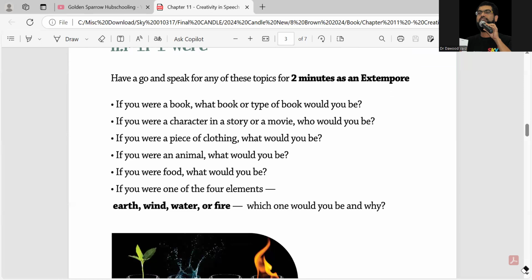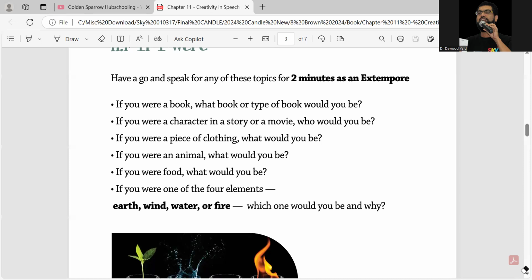One of my favorite ones is if you were one of the four elements. The moment you give a choice to them, it's easier for them to pick one from four rather than pick a book. Although there are thousands of books, it's very difficult for somebody to pick one book. But if I tell you, and you can start with this, if you were an element, earth, wind, water, or fire, why and which one would it be?